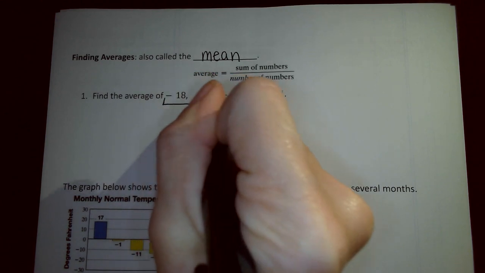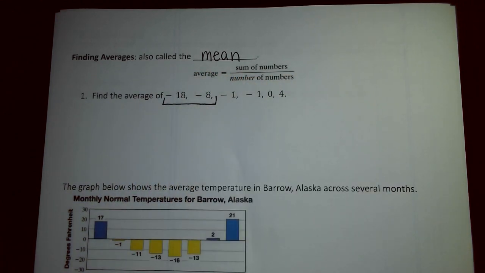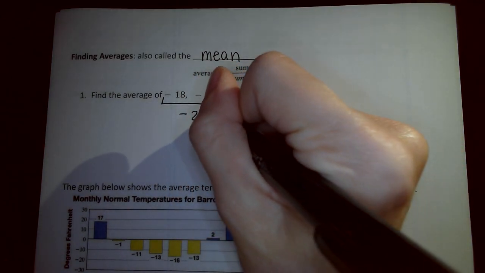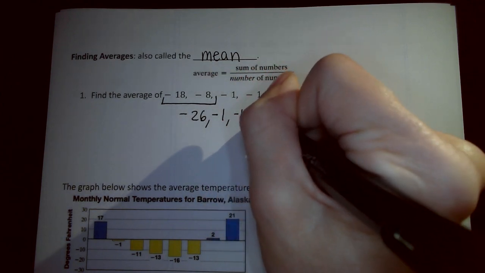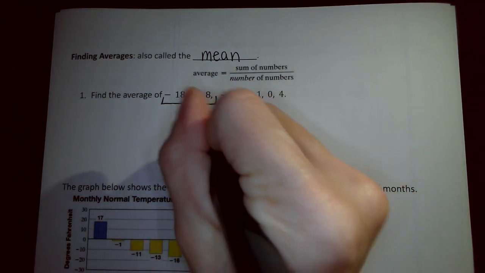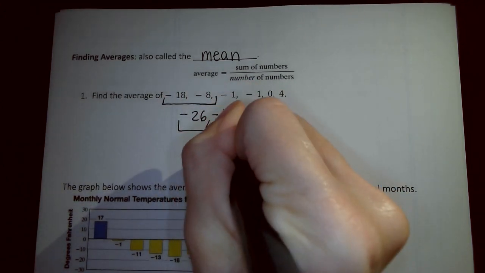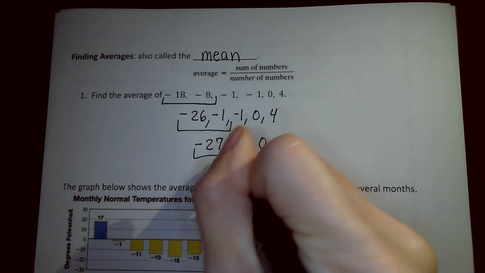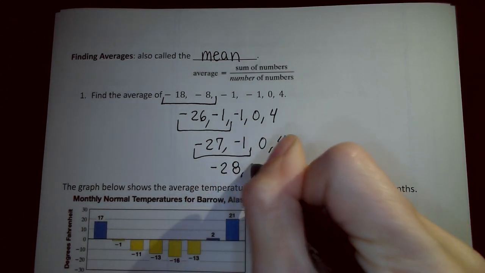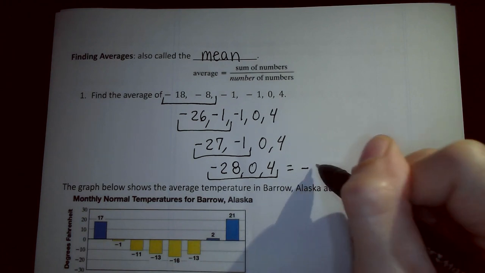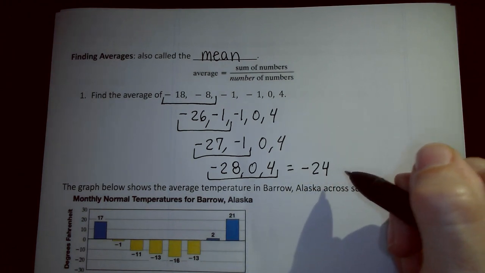So if I have negative 18 minus 8, I'm just going to start there. Negative 18 minus 8 is negative 26. Negative 26, negative 1, 0, and 4. So now I'm going to add the next two. Negative 26 plus negative 1 gives me negative 27. Negative 27 plus negative 1 is negative 28, 0, and 4. Now negative 28 plus 4 is negative 24. So that is my sum of numbers.